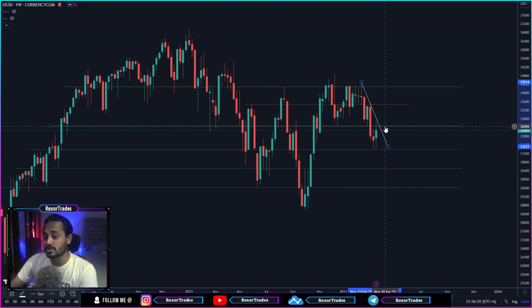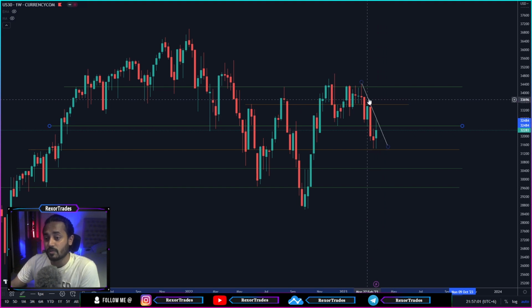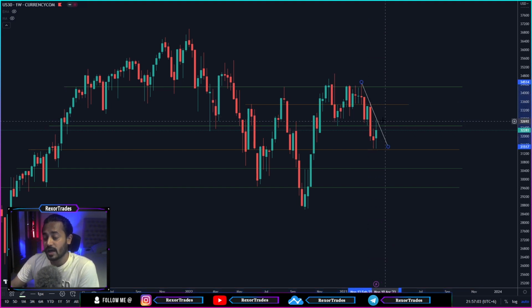A break and close above this key level or this high that US30 made over here is going to result in the breakout of this downtrend line, and US30 to shift from this downtrend move towards the newly formed uptrend move over here.